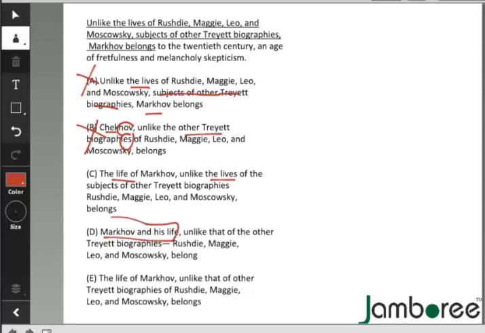"Markov and his life, unlike that." It's a weird combination to begin with. In this case we don't know, is this "that" referring to his life, or is this "that" referring to Markov? We don't know. Markov and his life is anyway a weird combination, because those two are very different to begin with. So this option is out. Option again, "the life of Markov, unlike that," okay, this is also referring to the life of other blah blah blah. So the life of a person is being compared with the life of biographies, which is wrong. So your option C is correct.